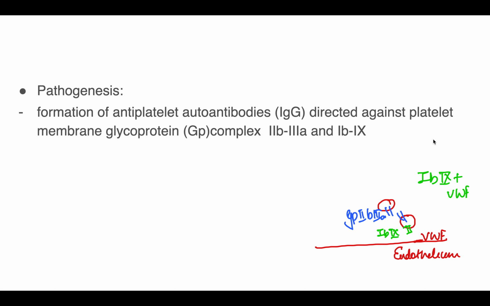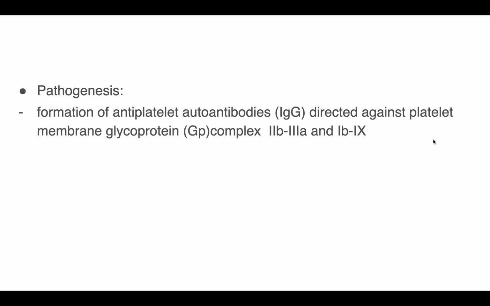So this will cross react with each other. Two platelets adhere to each other by glycoprotein 2b3a, and 1b9 is required for a connection with the endothelium. So what happens is, there are antiplatelet antibodies formed against these glycoproteins. So you have IgGs against these proteins, and therefore there is thrombocytopenia.